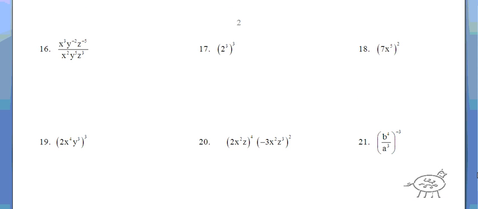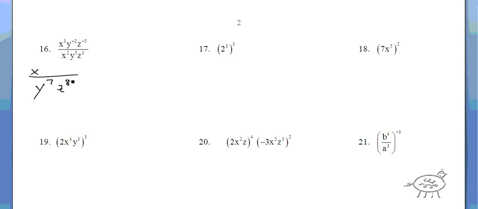Okay, number 16. Send the spies home before I do battle. Though I can do battle with the x's, the north wins by 1. Okay, the spy goes home, so you really have y to the 7th on the bottom. And the spy goes home with the z's, that means you have z to the 8th on the bottom. So that's your answer, x over y to the 7th, z to the 8th.